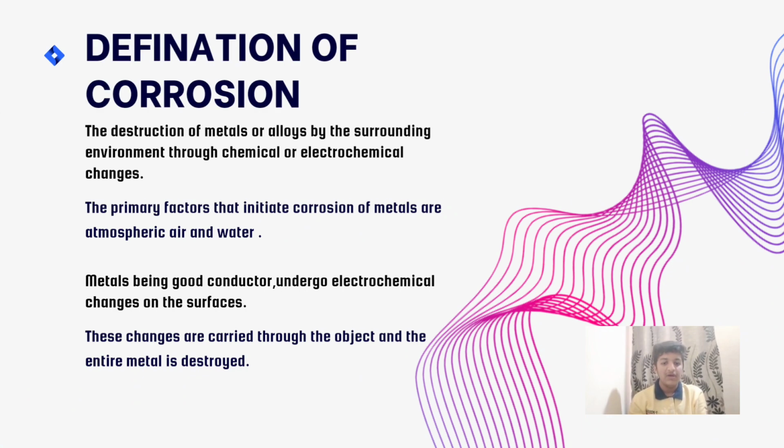Definition of corrosion: the destruction of metals or alloys by the surrounding environment through chemical or electrochemical changes is defined as corrosion. So the primary factors that initiate corrosion of metals are atmospheric air and water. So metals, being good conductors, undergo electrochemical changes on the surfaces. So these changes are carried throughout the object and the entire metal gets destroyed. So this is about the definition of corrosion.